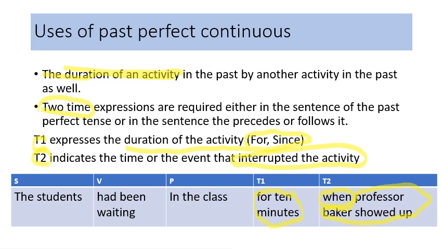In this case, say it again, we use the past perfect continuous when you have two events. One of them is continuous, had been waiting, and this continuous event was interrupted by another action, and usually we make it in the simple past. We need two time expressions. The first one indicates the duration of the activity, and the other one indicates the interruption of the first activity.